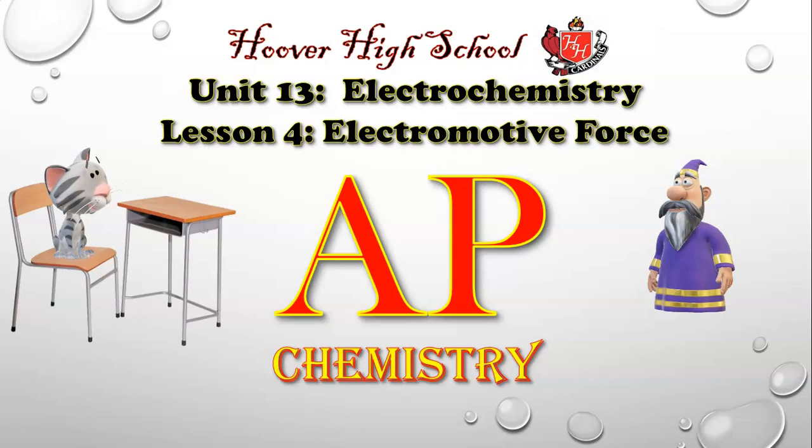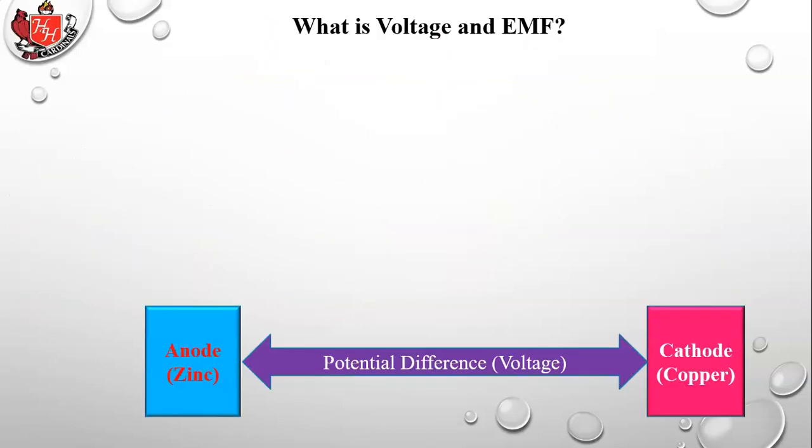AP Chemistry. This is the last lesson, lesson 4 of the electrochemistry unit. It's on electromotive force. So up until now, we've talked about the flow of electrons from an anode over to a cathode. In the example we've been using, zinc was the anode. It will give up electrons to copper according to the activity series, and it will pass electrons over to copper.